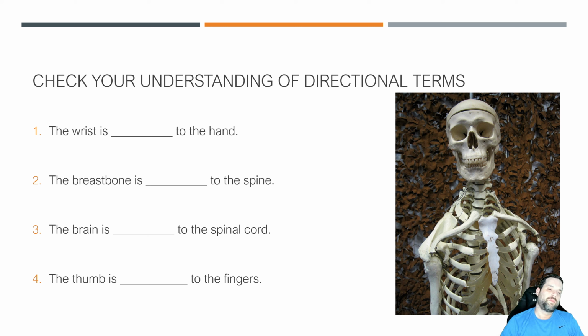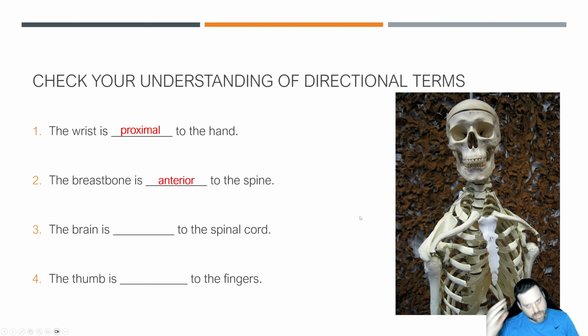So let's think about number 1 here. The wrist is what to the hand? If you just look on your hand, the wrist is what to the hand? It is closer to my shoulder. The wrist is closer to my shoulder than my hand is. So this answer is proximal. All right, number 2, the breastbone is what to the spine? Remember, the breastbone is in front of where the spine is. So that is anterior.